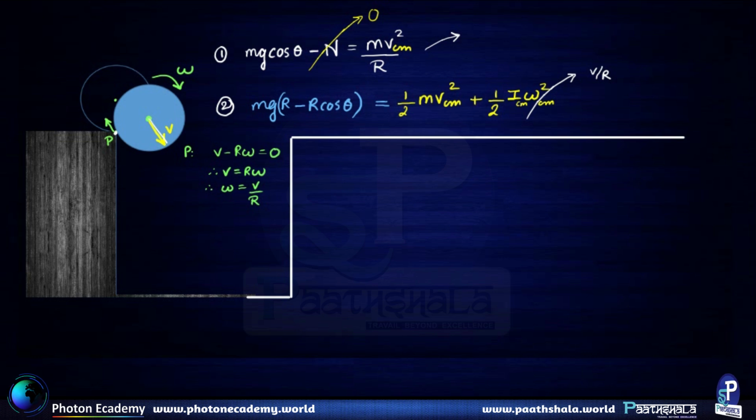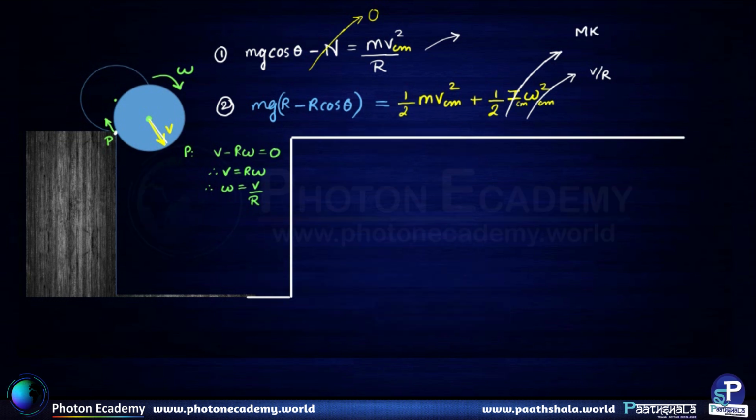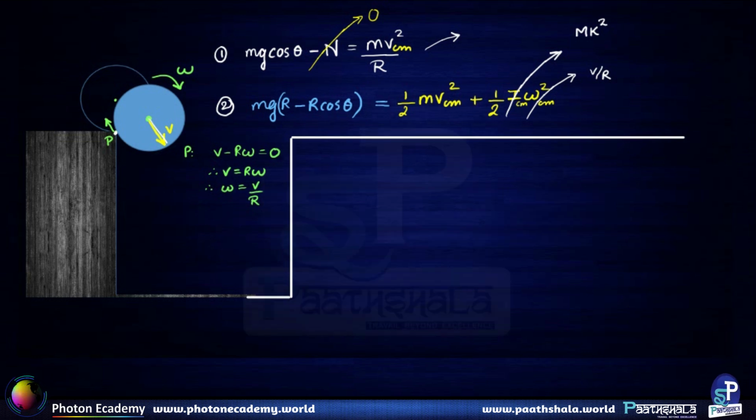So here, how do I make mv square appear? Instead of moment of inertia, I'll write m k square. So this is why we use the radius of gyration. We do not know the moment of inertia as, let us say, 2 by 5 mr square or 1/2 mr square, etc., because we haven't specified the object. I said that it is a sphere, but it could be anything basically. So let us derive the formula in the most general sense. So mk square, where k is the radius of gyration, happens to be the moment of inertia.